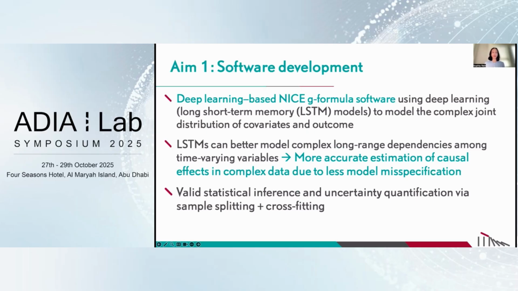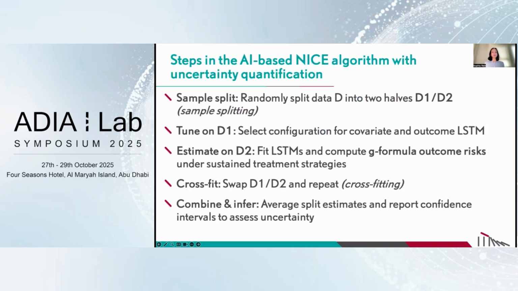And so another key feature of the software will also be that it incorporates techniques from machine learning, specifically sample splitting and cross-fitting, to enable valid statistical inference and uncertainty quantification for the estimates. And so I now just want to give you a high-level overview of the steps of the AI-based NICE algorithm with uncertainty quantification, just to give you an idea of how this would work internally in the software.